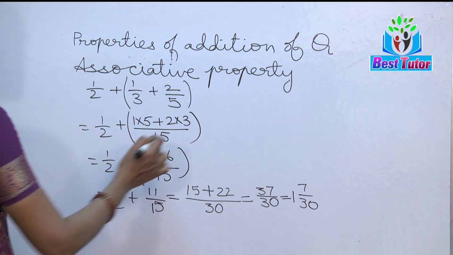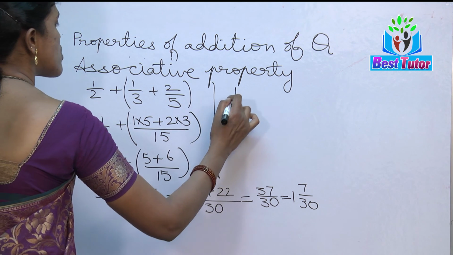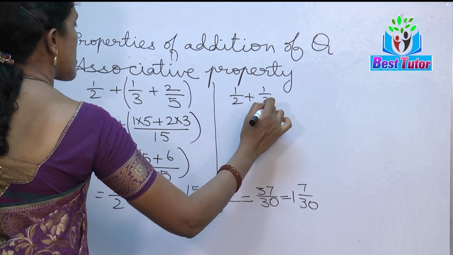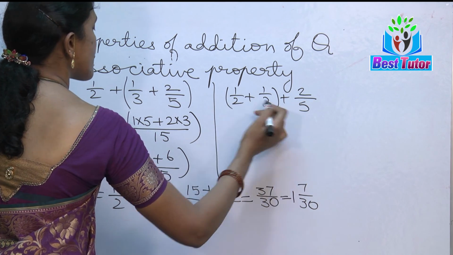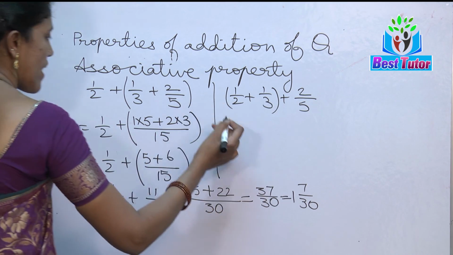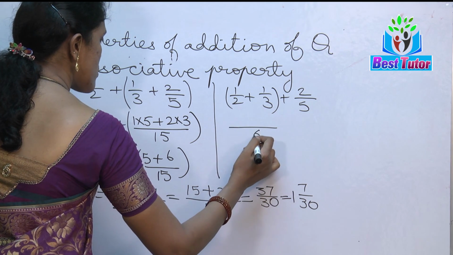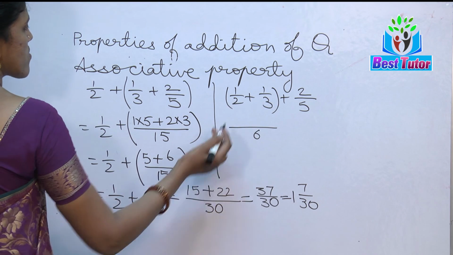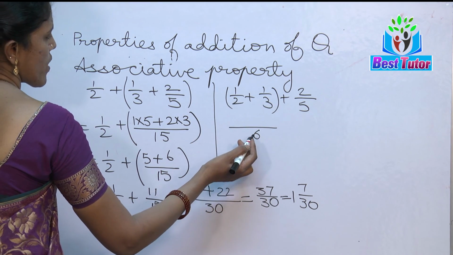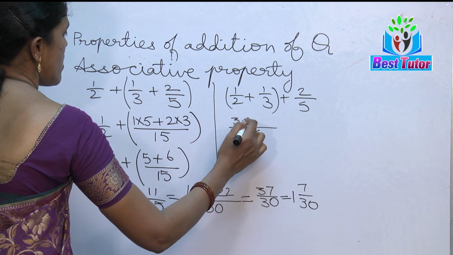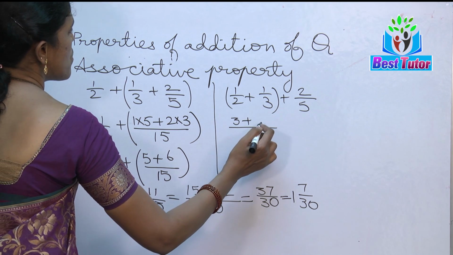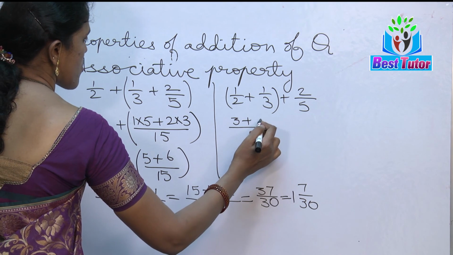Now what happens if I change the way I grouped? I am going to group the first two rational numbers and find the sum, same old procedure. The LCM of 2 and 3 is 6. 2 has to be multiplied with 3 to get 6, so I will multiply the numerator with 3. 3 has to be multiplied by 2 to get 6, so I will multiply the numerator by 2.